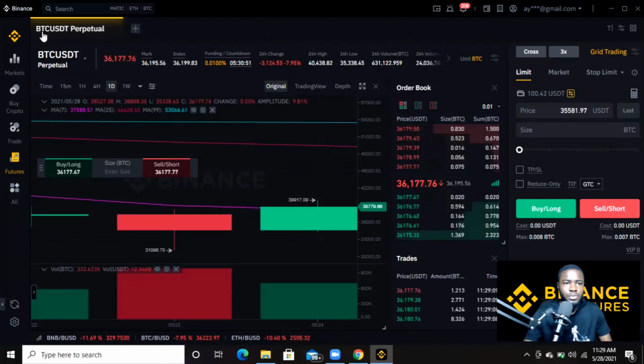The instrument I'm trading right now is the BTC USDT perpetual contract. This is the mark price. Mark price is the current price of a certain asset. So the current price is 36,243.45. It keeps on fluctuating.